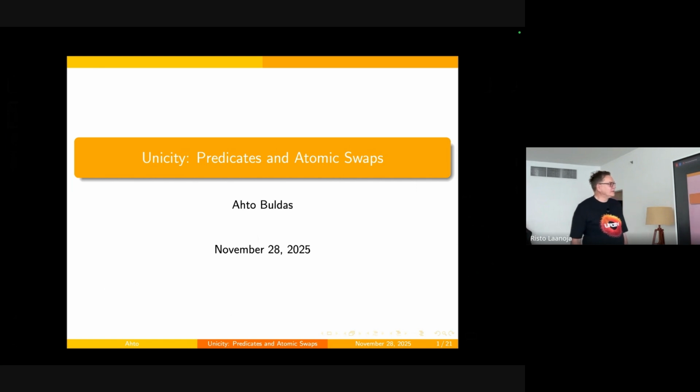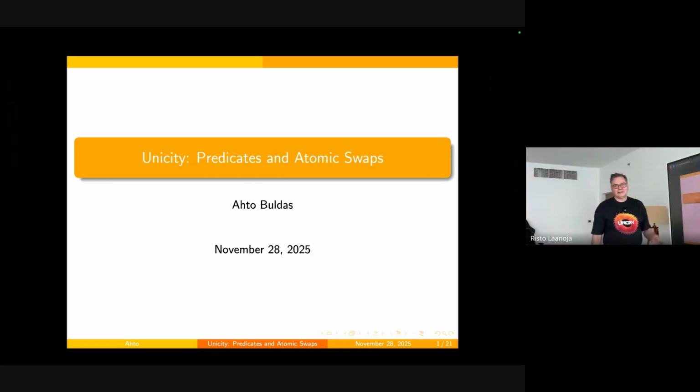So today's topic is predicates and atomic swaps. So how to add predicates to the Unicity and how to implement atomic swaps with predicates.